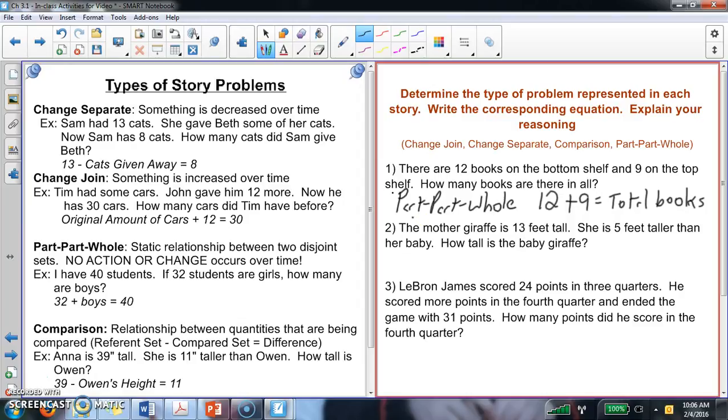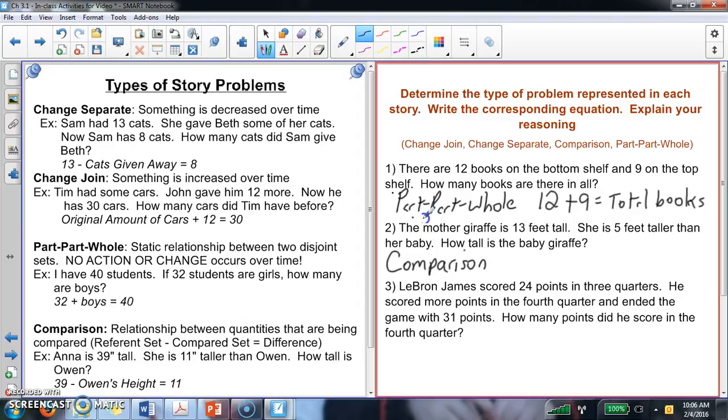Now the next problem, the mother giraffe is 13 feet tall. She is 5 feet taller than her baby. How tall is the baby giraffe? Again, there's no action occurring here. It's not like I'm taking away some height from one of the giraffes. I'm comparing the two. This one's taller than that one. So when I see that, it should come very quickly that that is a comparison problem.